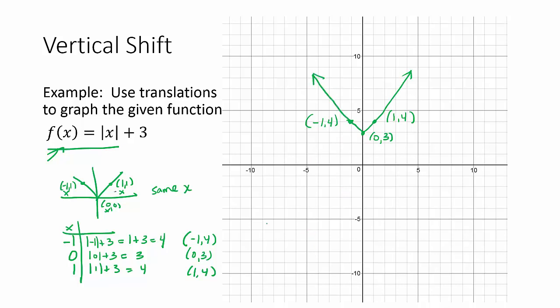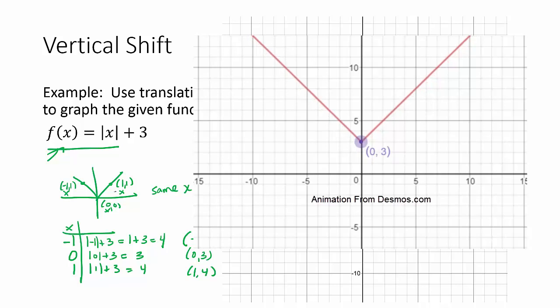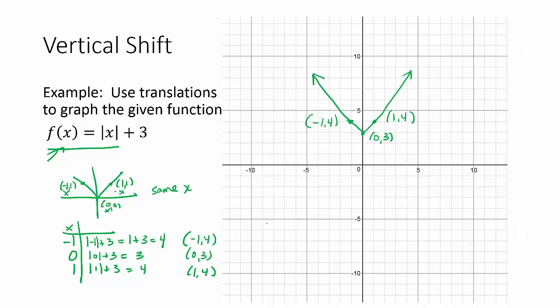How does that differ from the original parent function that we had? Shifted up 3 units, right? In fact, anytime you add a positive number to an original parent function, it's going to shift it up. So you can find it by plugging in, but you don't really have to. You can always just go through and shift it up 3 units if you want to.